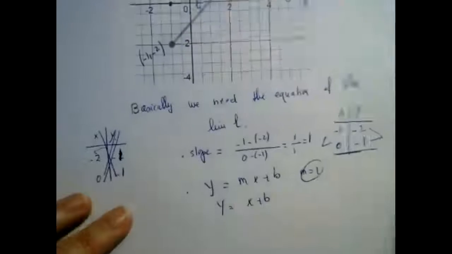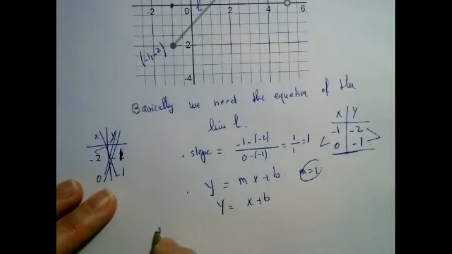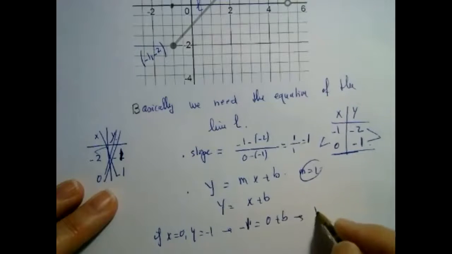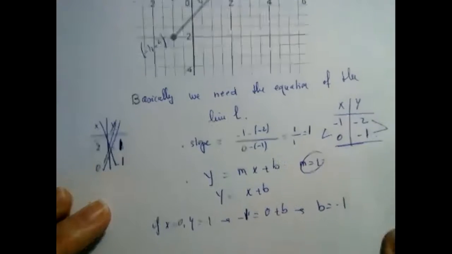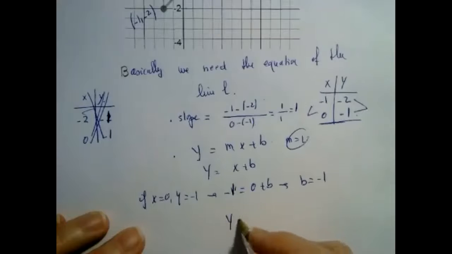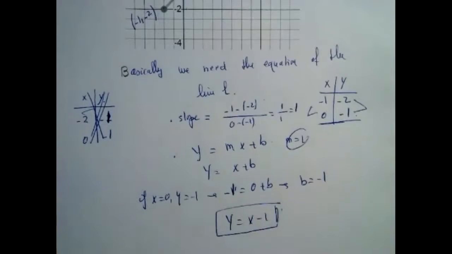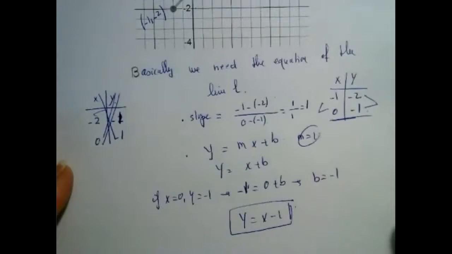But we know that if x is 0, y is -1. So basically I have the intercept. So -1 equals 0 plus b, which means b equals -1. So my equation is simply y equals x minus 1. That's the equation of the line. But now what's the formula for the function? Now, how are we going to write the formula?